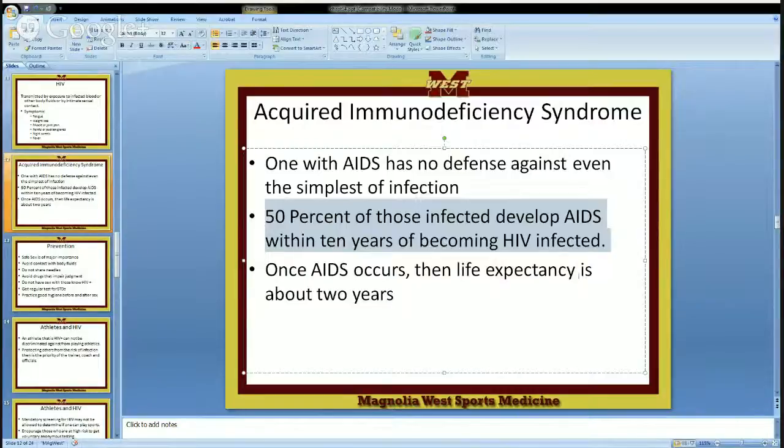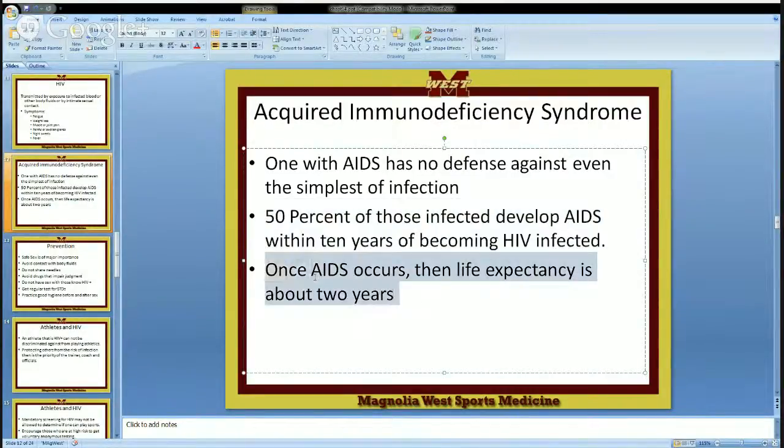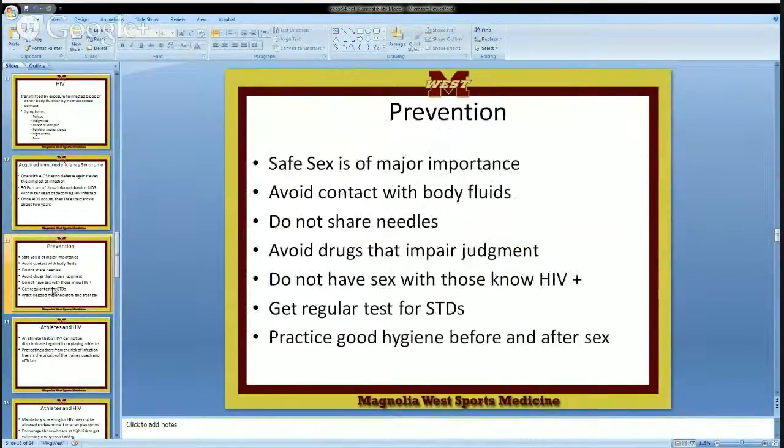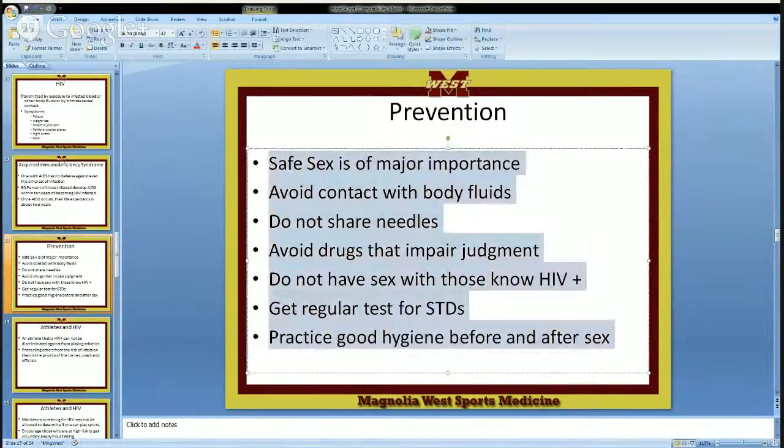Also on 12, what's the life expectancy once you have AIDS? So 13, prevention. These are duh answers, all right? But you only need to know 4 out of these. So make sure you pay attention and pick the 4 you like. Some of them are pretty easy, like, hey, let's not share needles, okay?